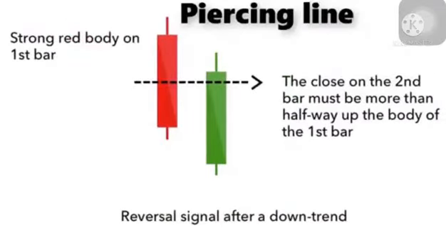Piercing line. The piercing line is also a 2-stick pattern, made up of a long red candle, followed by a long green candle. There is usually a significant gap down between the first candlestick's closing price, and the green candlestick's opening. It indicates a strong buying pressure, as the price is pushed up to or above the mid-price of the previous day.